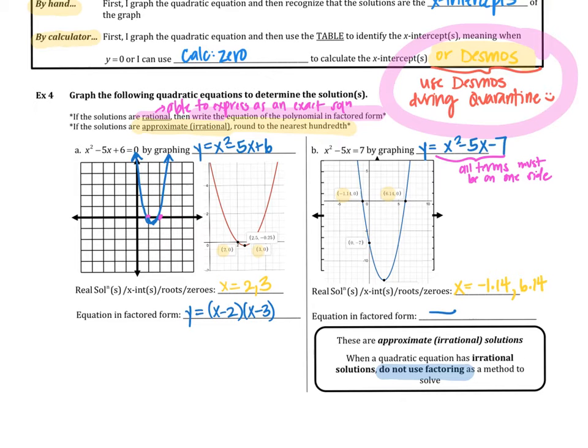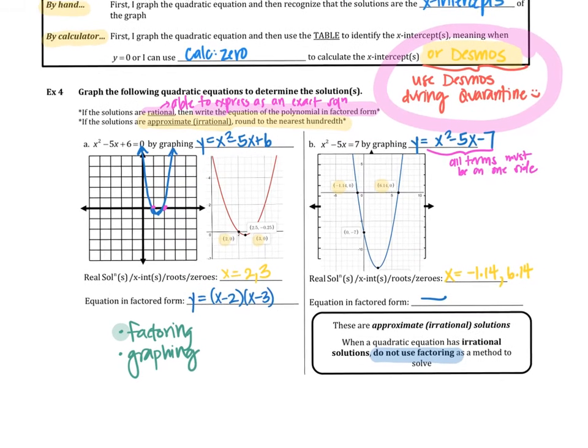So if I were to summarize on A, if we were talking about what methods we can use, I can solve by factoring or graphing, and I would get my exact solutions with both.